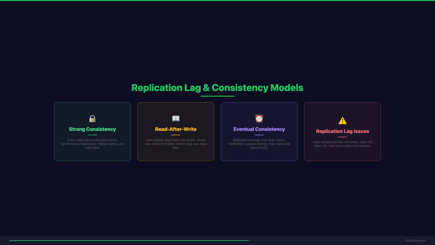Replication lag causes real problems. A user updates their profile picture, hits refresh, and sees the old picture. That is because the read went to a replica that has not caught up yet. The fix is read after write consistency for user-owned data. Route their reads to the master or to a replica that is confirmed up to date.